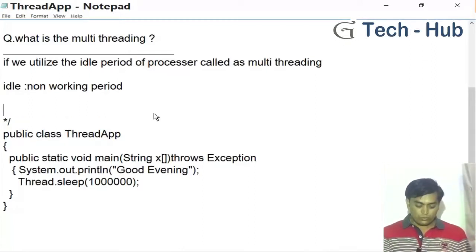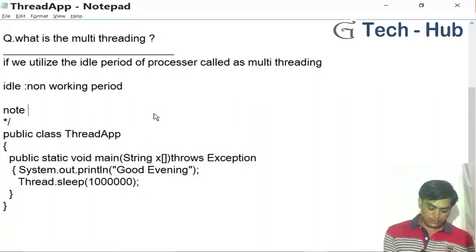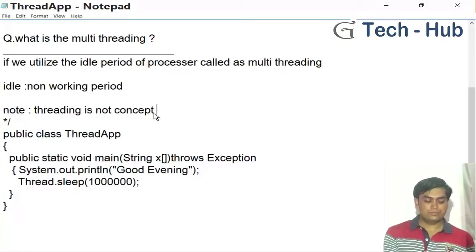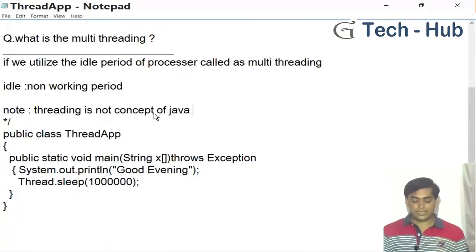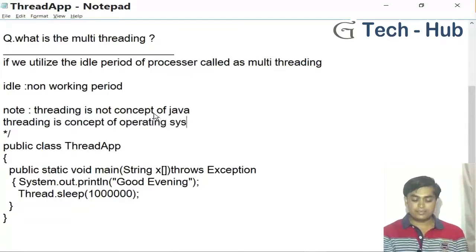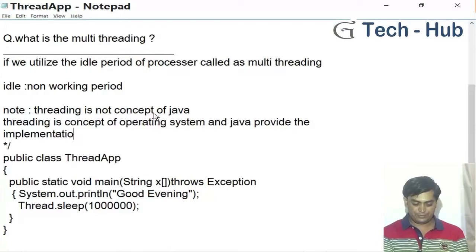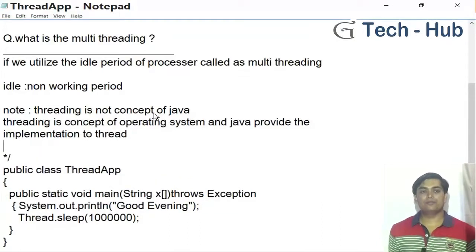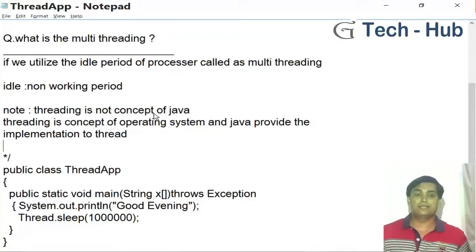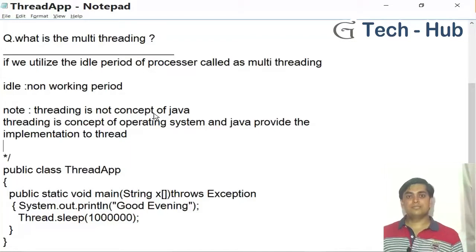We have a note. Threading is not a concept of Java. Threading is a concept of an operating system, and Java provides the implementation of threads. This is a very important thing. It means we can definitely implement threads in other languages also, like C#, C, C++, etc.